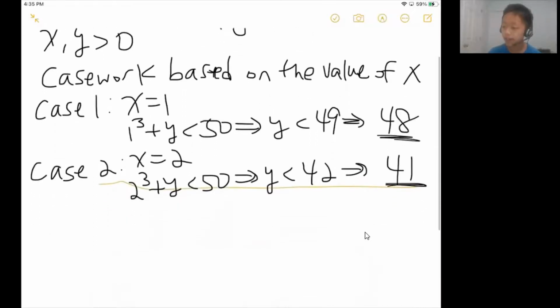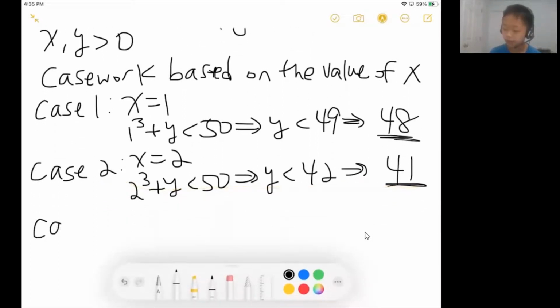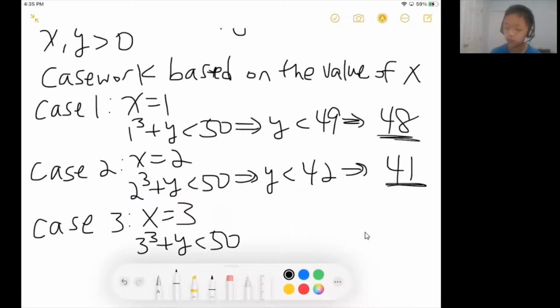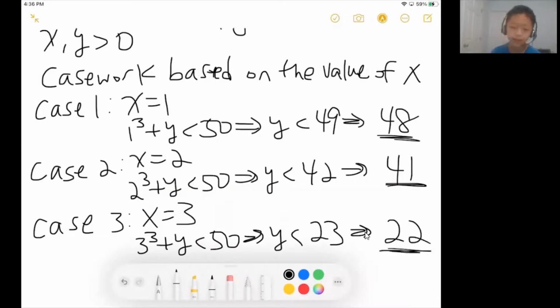And our final case is if x is equal to 3. In this case, 3 cubed plus y is less than 50. 3 cubed is 27, and 50 minus 27 is 23, so y has to be less than 23. So there are 22 possible values of y in this case.